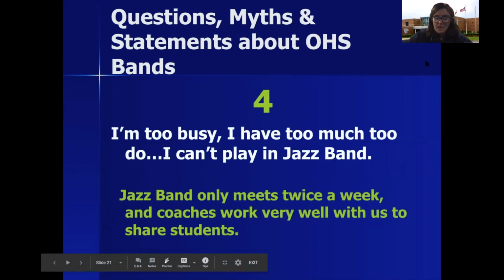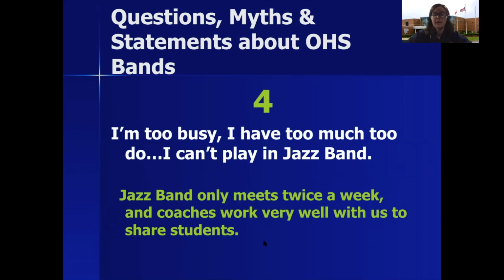This one: I'm too busy and I have too much to do, so I can't play in jazz band. Again, not necessarily true. Jazz band only meets twice a week, and the coaches again work very well with us to share students. So if you're going to be in jazz 2 or 3, it's only twice a week and only about an hour each of those times. So there's definitely ways to do this.